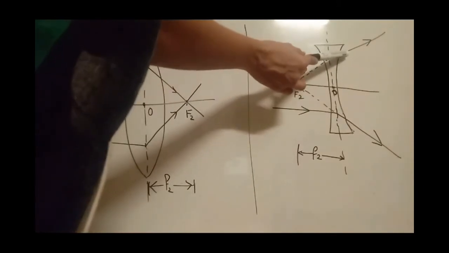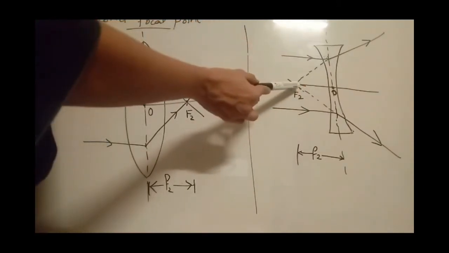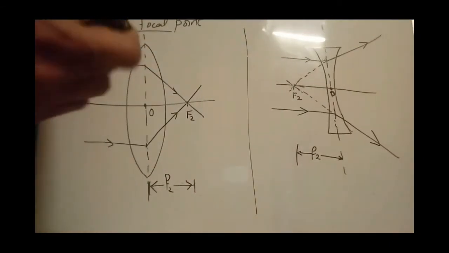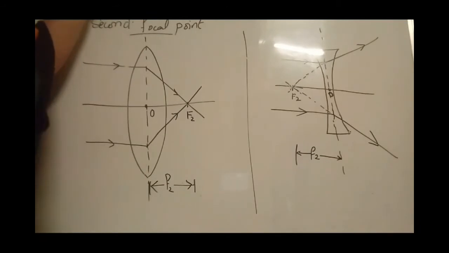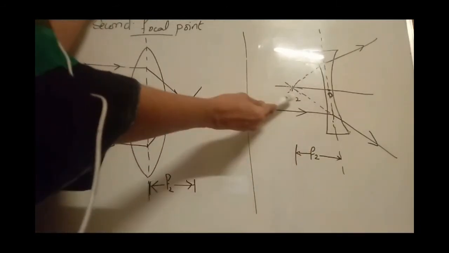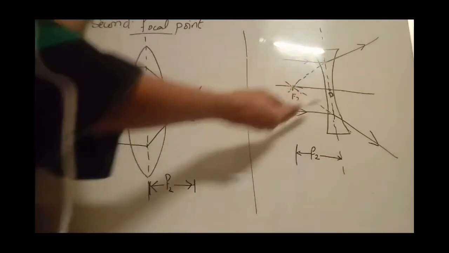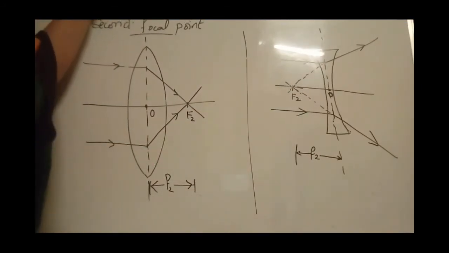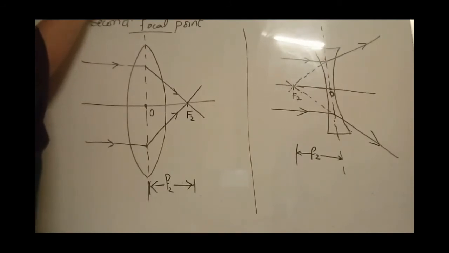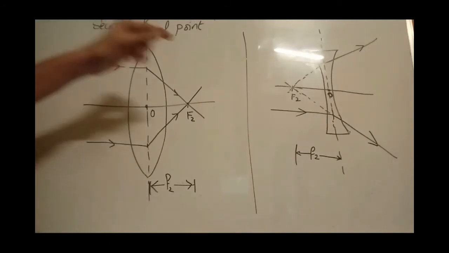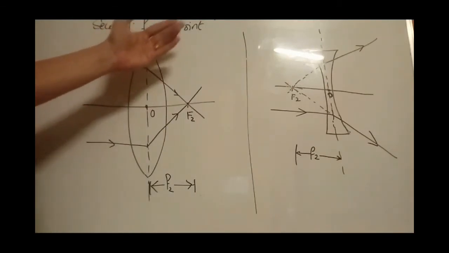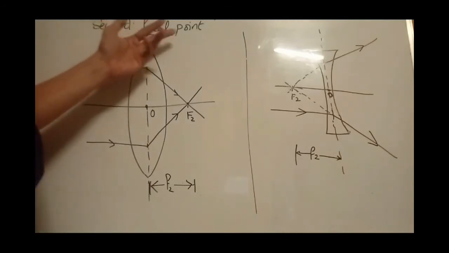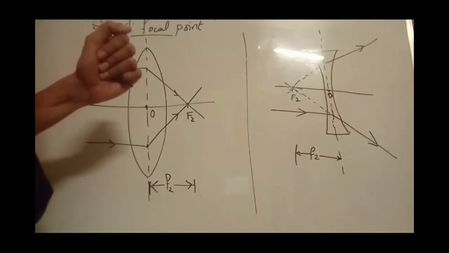refract, and if the refracted rays appear to diverge from a single point, that single point is known as the second focal point of the concave lens. The distance between F2 and O, or the second focal point and the optic center, we name as the focal length, the second focal length, and the plane as the second focal plane. Okay, so that is about the definition of principal focal length and principal focal points of convex and concave lens.